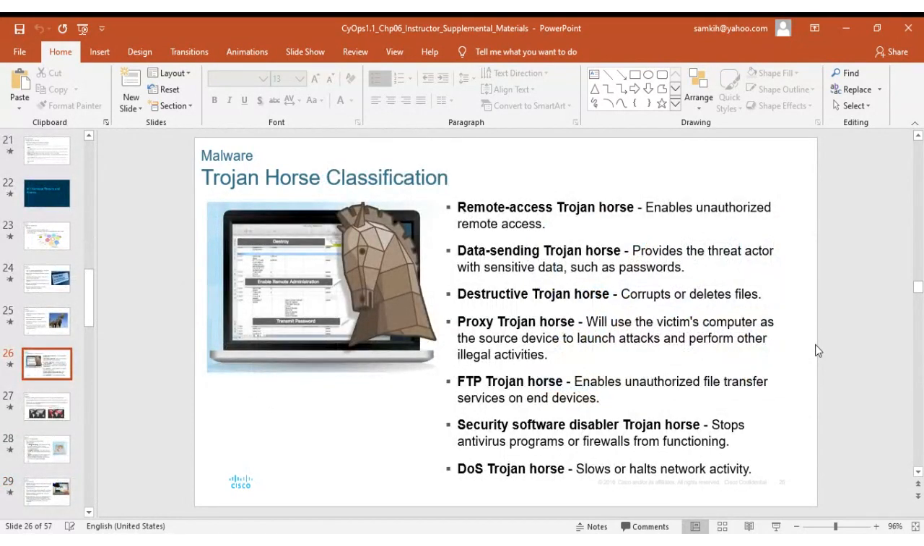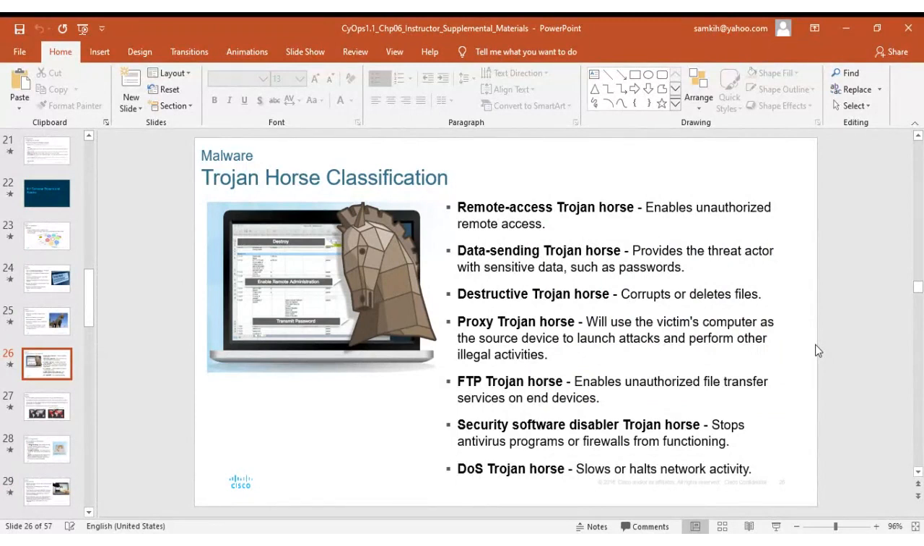So how are Trojan horses classified? One of them is remote access Trojans, which enable unauthorized remote access. Somebody accesses your system without your knowledge. Data sending Trojan horses provide the threat actor with data such as your passwords. And that's why sometimes you should be very careful when a software is trying to install itself in your machine automatically. Some of them monitor how you are typing your passwords, and then they send them to other people. We have destructive Trojans, which corrupt and delete files.